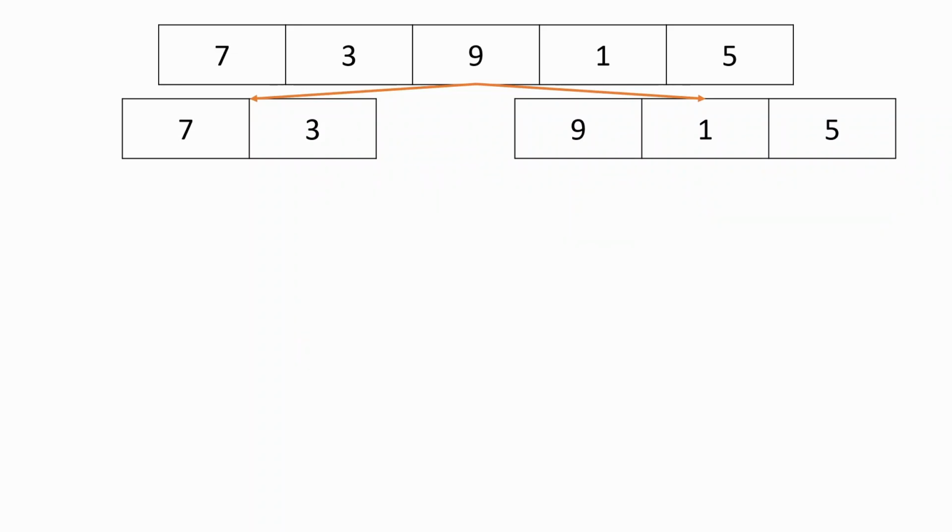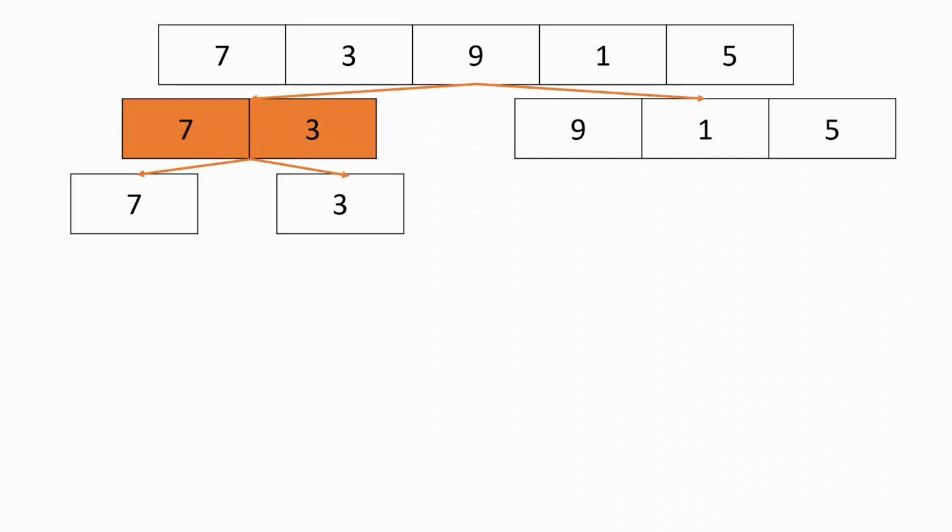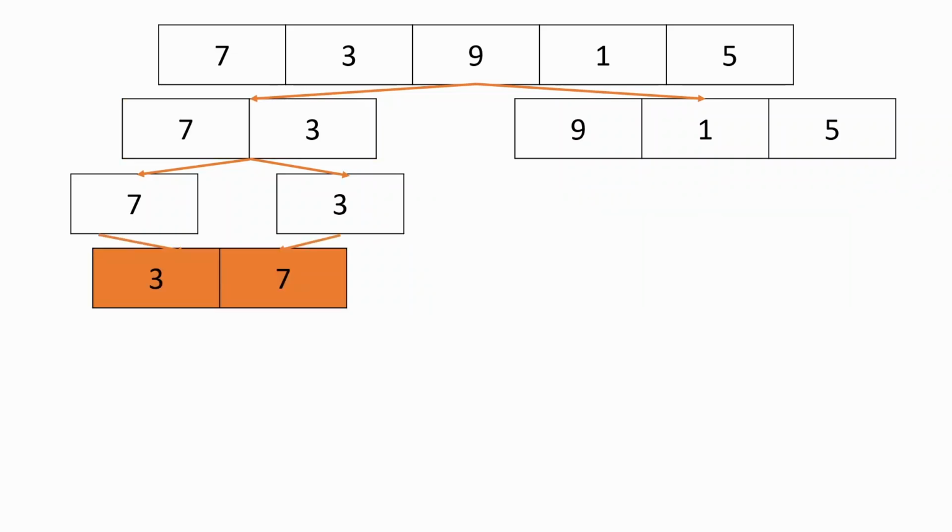Then we will concentrate on the left side and continue to divide the array until it consists of only single elements. So do we divide 7 and 3 into an array of 7 and an array of 3? Now that it's just single elements, we can merge them back together in the correct order, and we get 3, 7. Now we work on the right side.